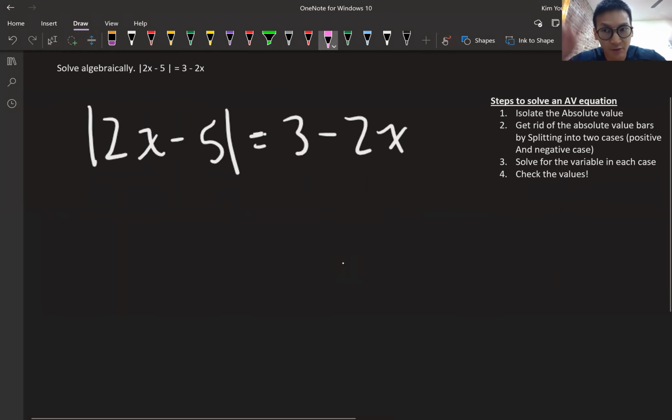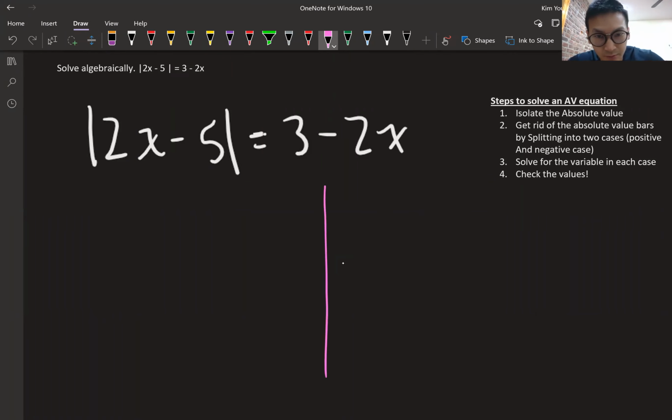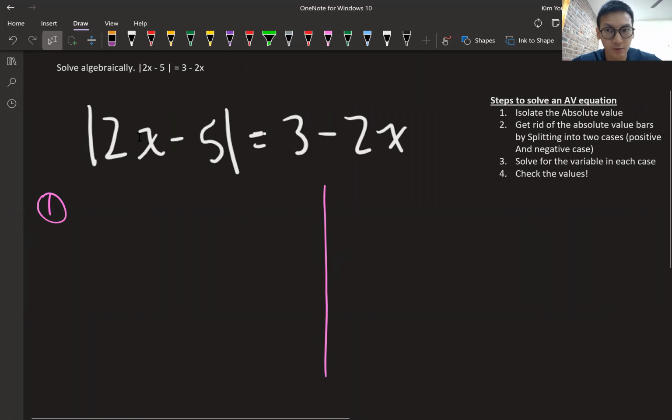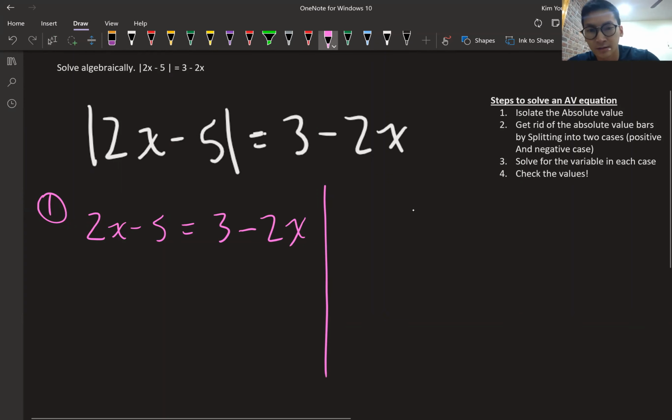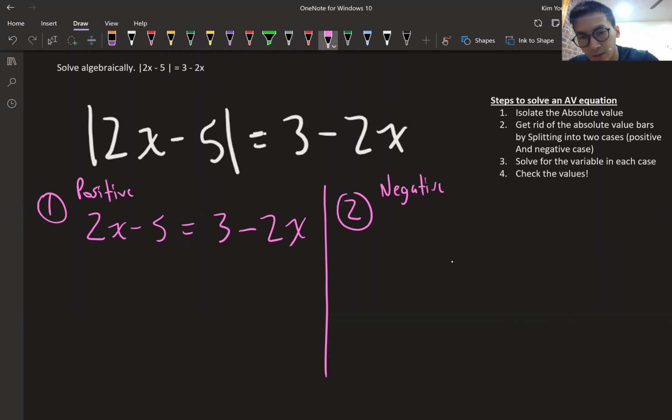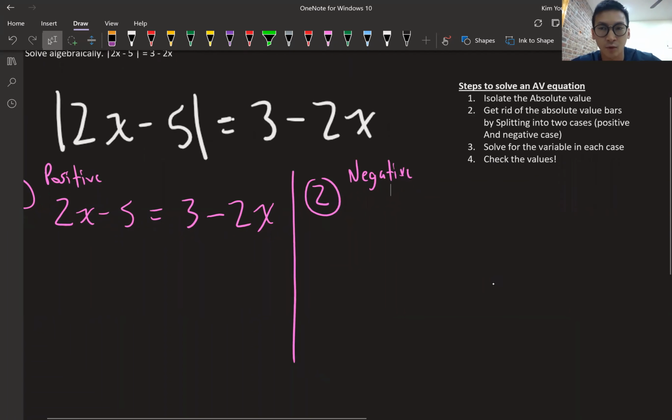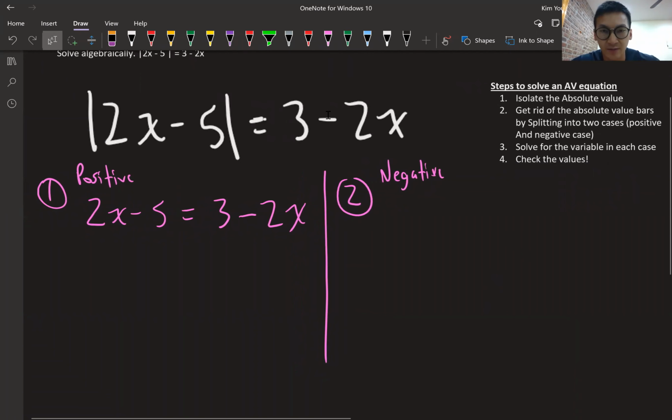To get rid of the absolute value bars, you split into two cases. In the first case, you take whatever is inside the absolute value, just rewrite it, 2x minus 5, and then set that equal to the math expression on the right-hand side. This is the positive case. Case 2 is the negative case, and what we mean by that is you take the negative of the math expression on the right.